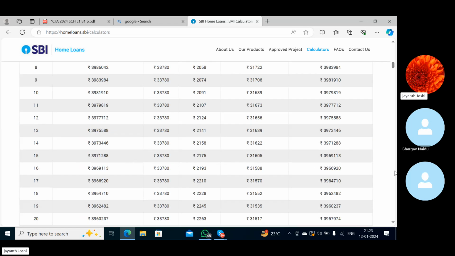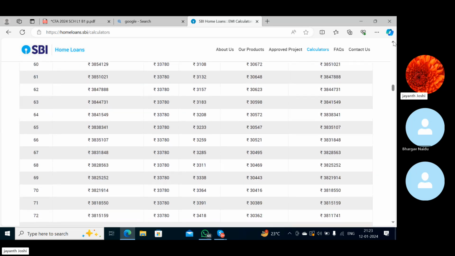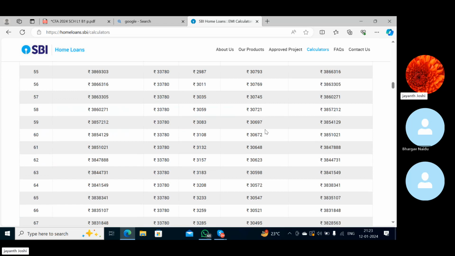If I see the interest here, it's almost 31,000. If I take 5 years, 5 years is 60 installments. So in the 60th installment, my interest is still 30,672. If I take on an average 30,000 every month, so yearly 3,60,000. In 5 years, I would have paid 18 lakh rupees as interest. So then what's the use?